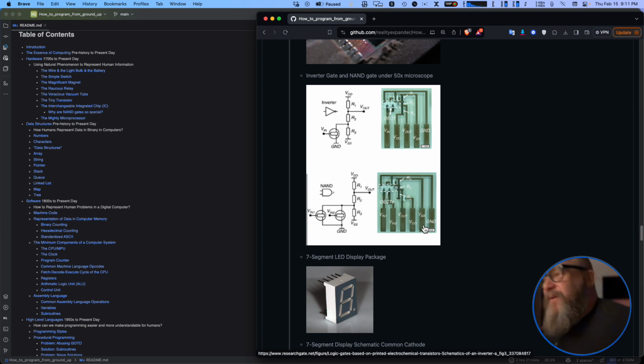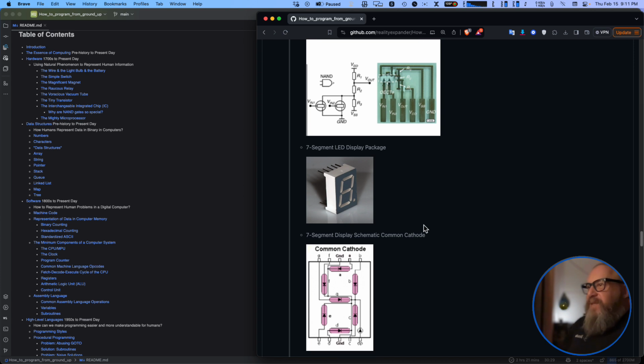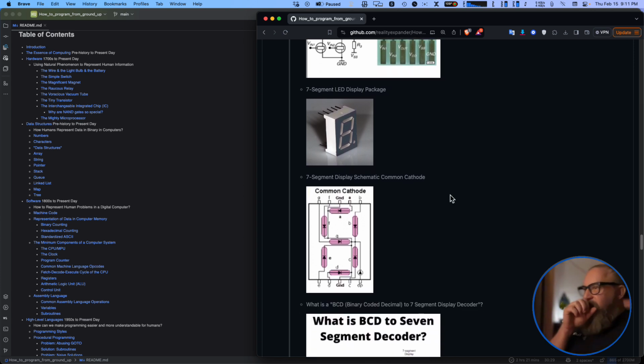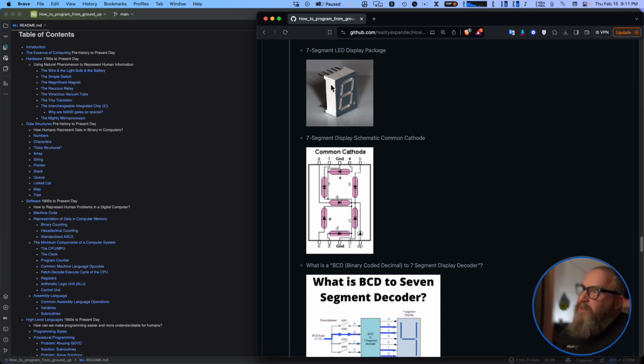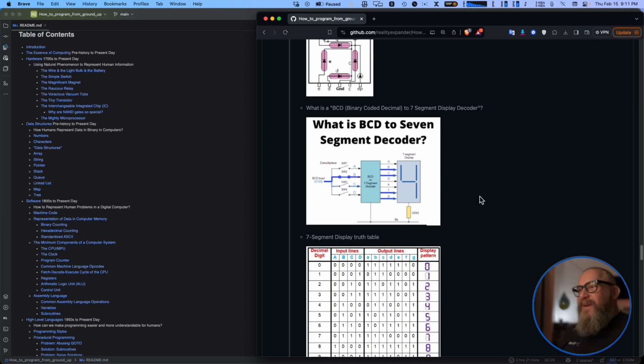All right. And there's that 7-segment display we saw in the video. And there's the common cathode. This is what the diagrams inside look like. There are the diodes, the light emitting diodes inside here. So it shows how these are all hooked up. These pins here are all hooked up here to a common negative. Okay. And then this is how it works.